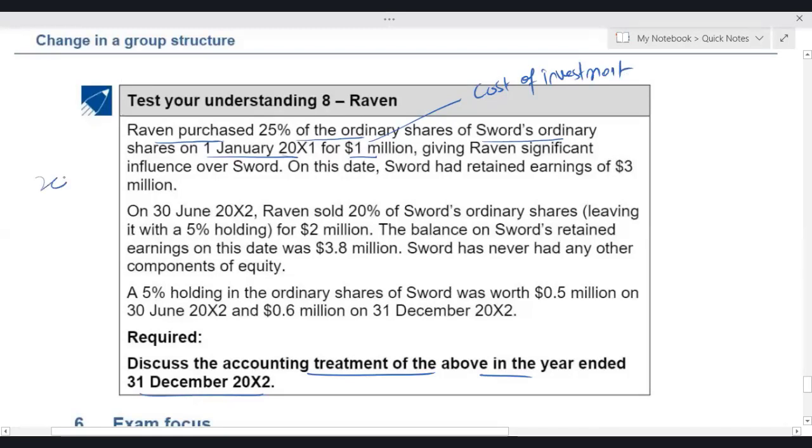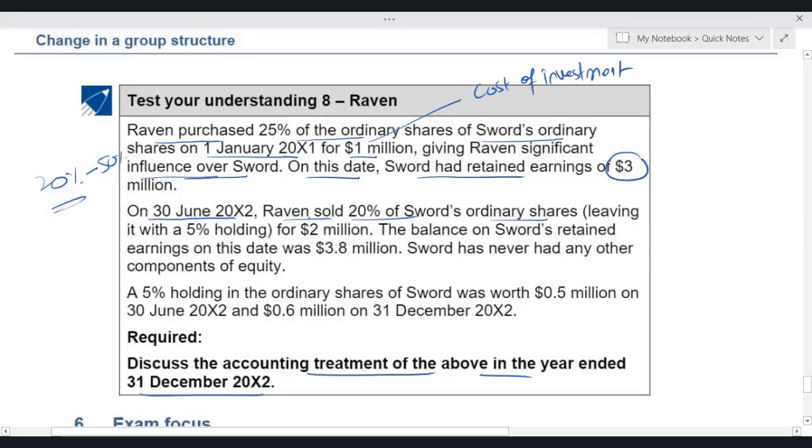We know that generally when you have a holding of between 20 to 50%, then that company is your associate, giving Raven significant influence over Sword. On this date, Sword had retained earnings, so retained earnings at acquisition is 3 million. On 30th June X2, Raven sold 20% of Sword's ordinary shares. So obviously, no more significant influence. Initially, you acquired 25%, now you have sold 20, so you're left with 5. Can I say on the remaining 5%, you will apply IFRS 9?